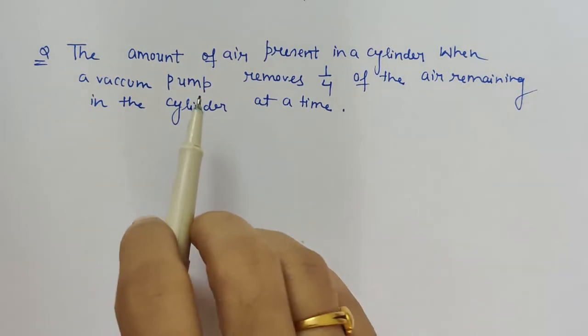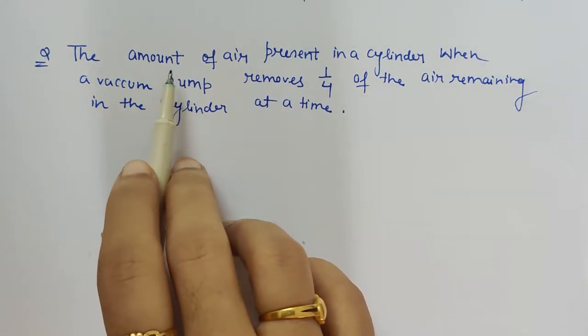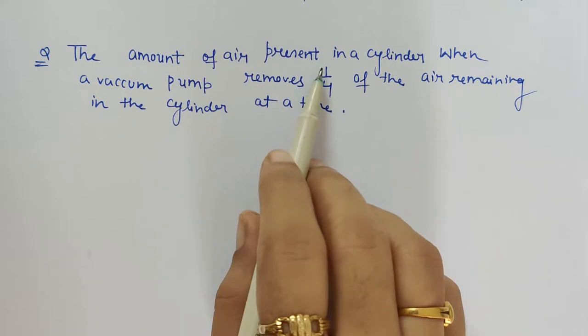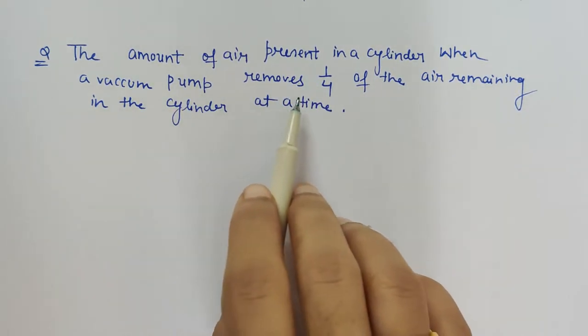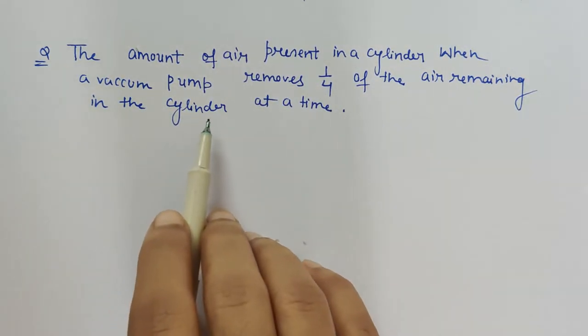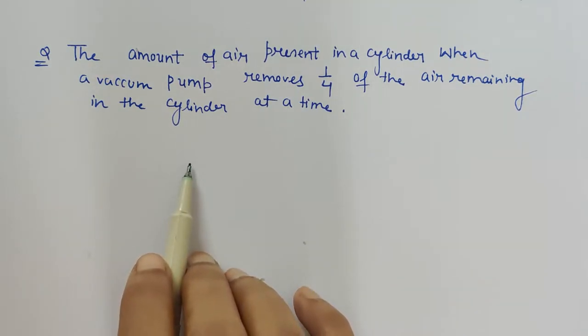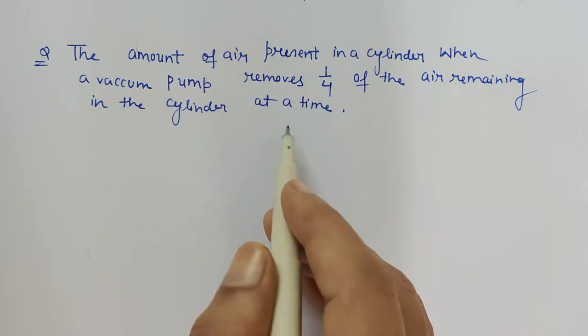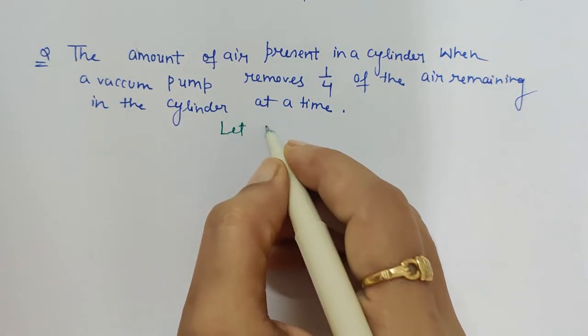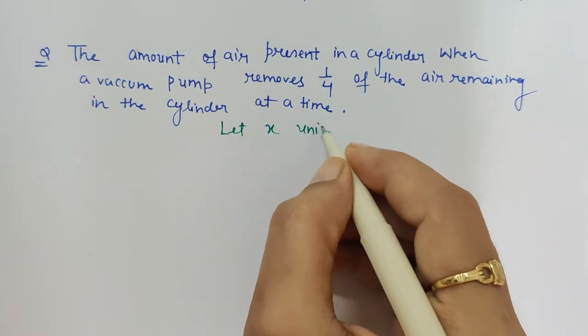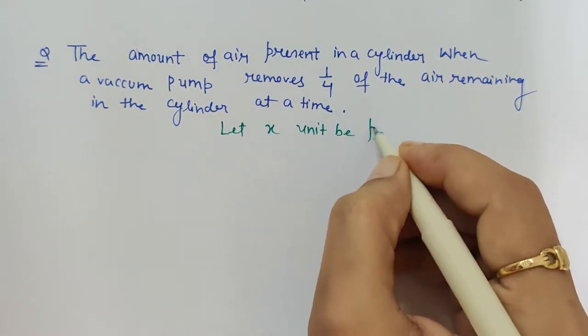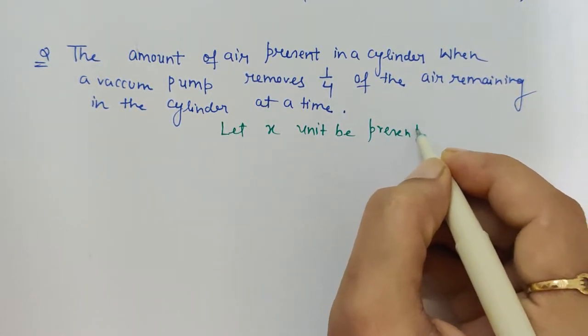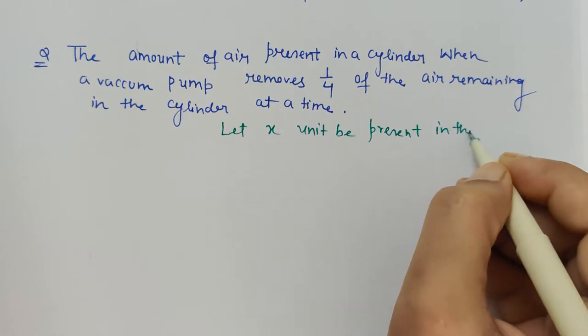Sequence. Let's try to form a sequence for this given statement: the amount of air present in a cylinder when a vacuum pump removes 1/4 of the air remaining in the cylinder at a time. So let's begin by assuming that x units of air are present in the cylinder.